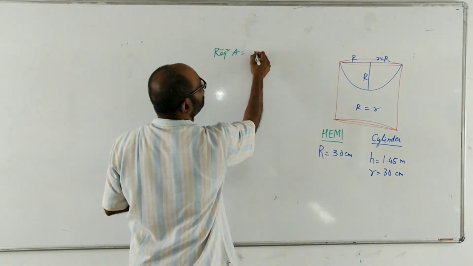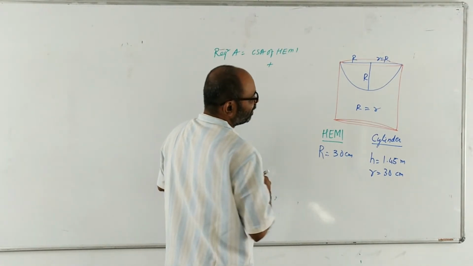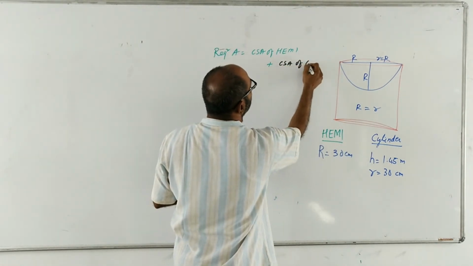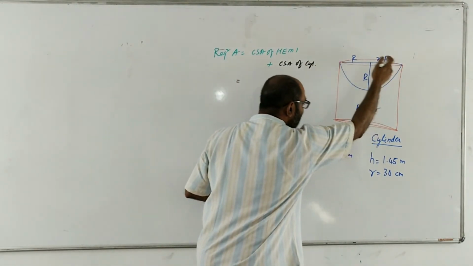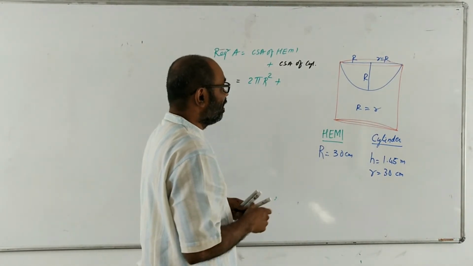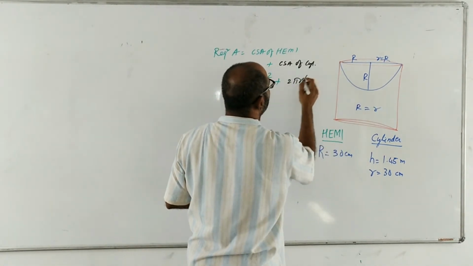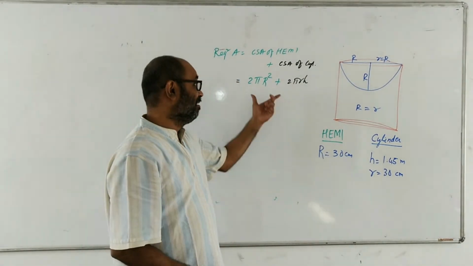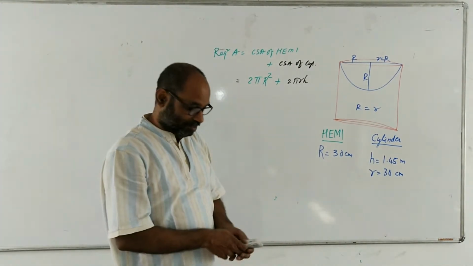Required area is curved surface area of hemisphere plus the curved surface area of cylinder. Chaliye. What is the curved surface area of hemisphere? Yes, 2 pi R square, capital R square, plus what is the curved surface area of cylinder? Yes, 2 pi r h. Children, I'm telling you again and again, please remember this formula and use it correctly when you need to use them. Okay?